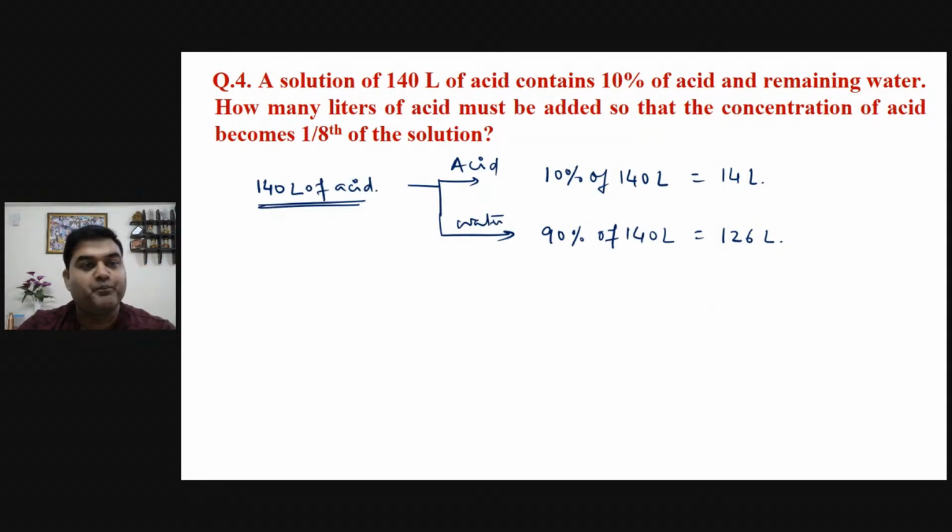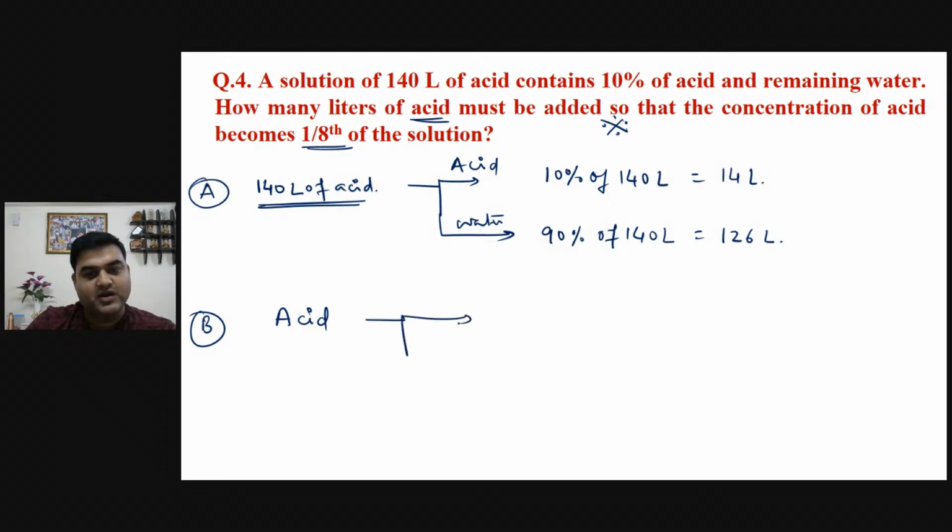Now, how many liter of acid must be added so that the concentration of acid becomes 1/8 of the solution? Very important question. Now, what has to be added? This is mixture 1. One item is this and another item is acid. In acid, what will be the quantity of acid? That will be 100%. And how much water will be there? 0% water will be there.